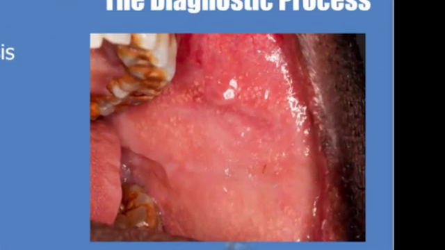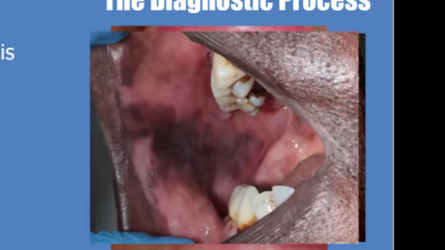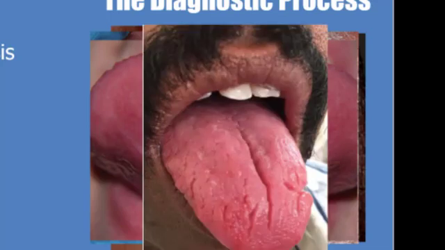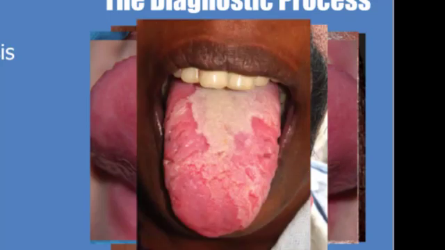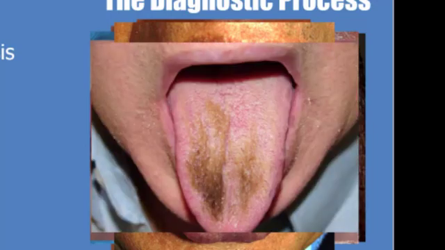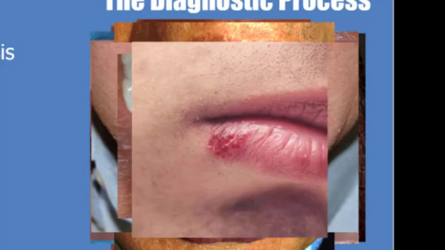Okay, again, we have Fordyce spots or Fordyce granules. We have a palatal torus, melanin pigmentation, lingual varicosities, fissured tongue, geographic tongue, median rhomboid glossitis, hairy tongue, in this case black hairy tongue, amalgam tattoo, and herpetic lesion.